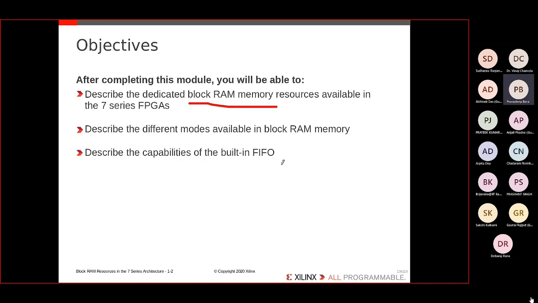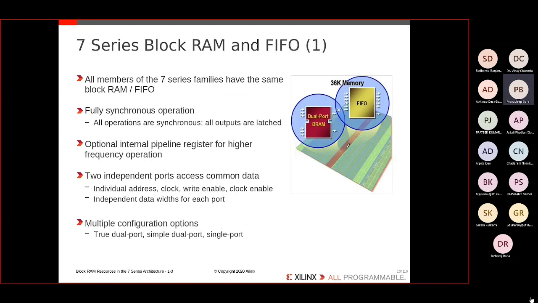So the first objective is to understand the block memory resources. This is a dedicated chunk of memory, and we'll see what features are available with it. You can see they have provided 36 kilobits of memory as silicon inside the FPGA itself. And what is the advantage? You can see all operations are synchronous. Input and output, that is read and write operations, are both synchronous.